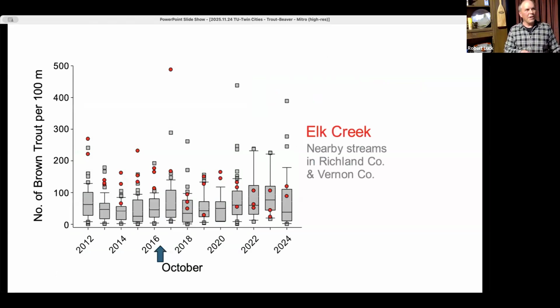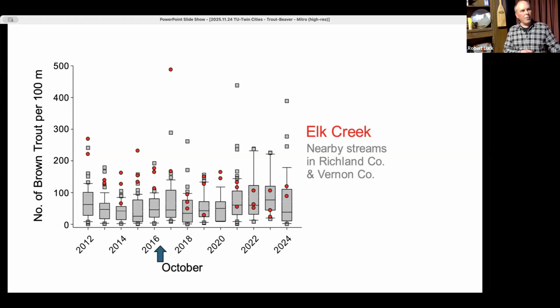Maybe I shouldn't have put this figure in here. It could be a little hard to explain, but I wanted to show the sense of how trout numbers have changed in Elk Creek compared to other streams in the area. So the red symbols are surveys of trout in the beaver impacted area in Elk Creek. And then the gray bars are similar data taken on all the other trout streams that our fish managers survey in Richland and Vernon counties, the two surrounding counties of Elk Creek.